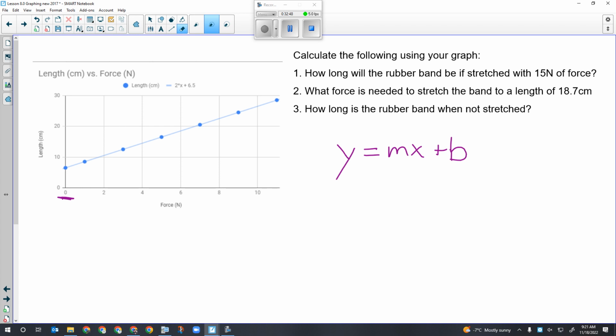So our equation for this line is y equals 2x plus 6.5. You've got to use that equation to solve 1 and 2. You're either solving for y or solving for x. All you have to figure out is which one.